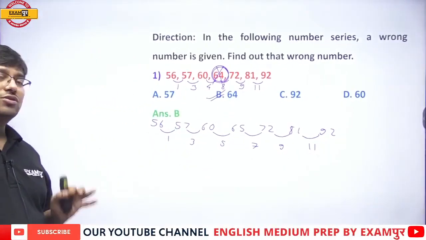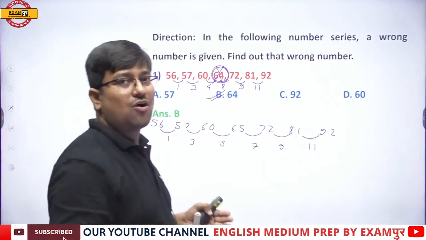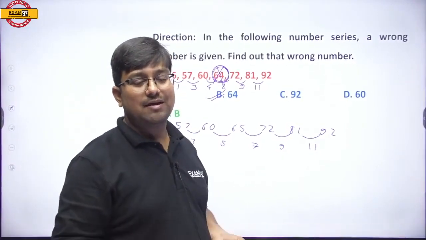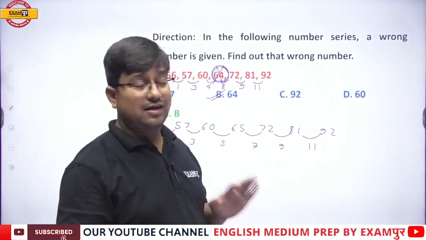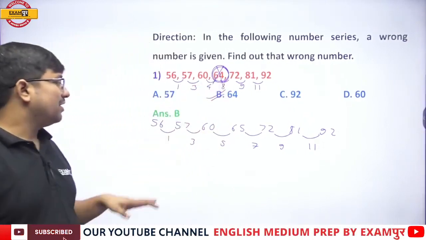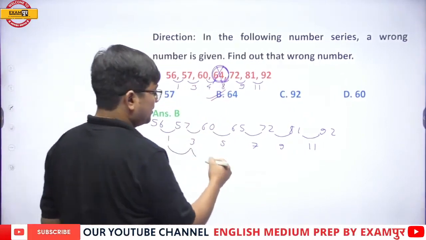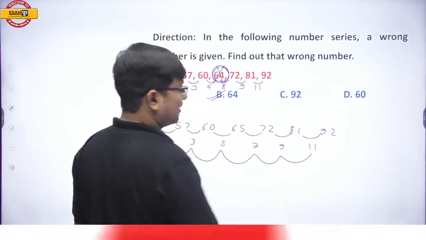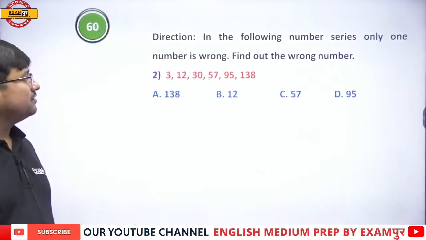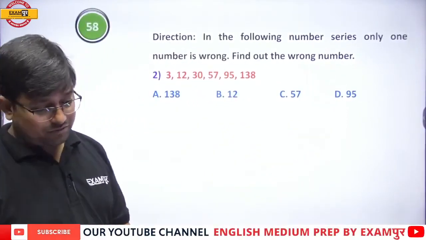All right, everybody. So the question is asking you to find out the wrong term, which is 64 in this case. If in place of that, you have to adjust the correct term, then 65 will be coming. And now you can see the differences are consecutive odd numbers. All right, everybody. Fine. Next. Quickly, everyone.